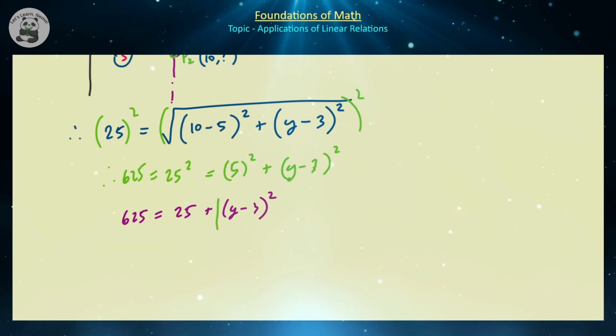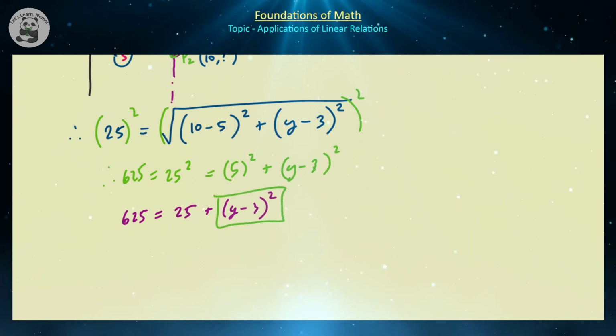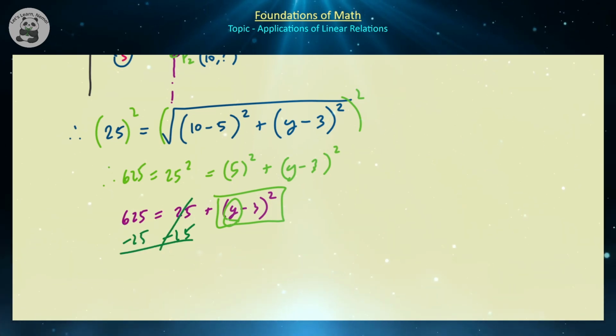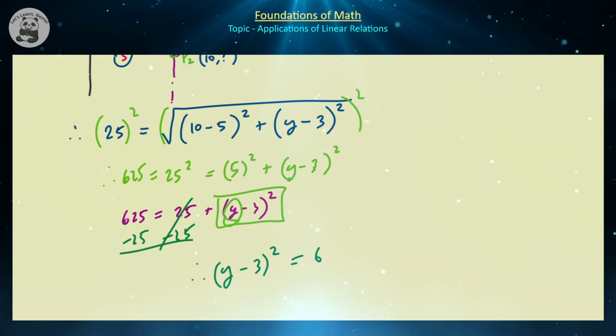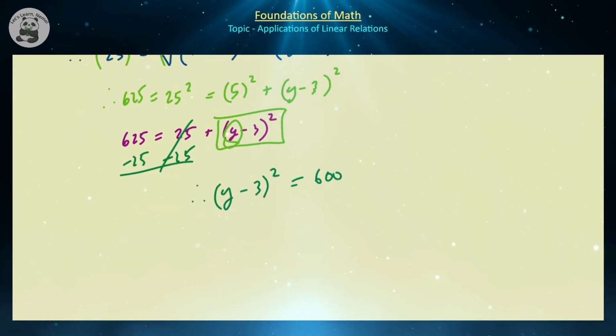Now you could expand this out, but later when we focus on quadratic relations and quadratic equations, you will eventually see that if we only have one instance of the variable y, it's actually better if you just keep it inside of the parentheses and just remove that square that's sort of trapping it inside of those parentheses. So I'm going to begin by subtracting both sides of this equation by 25, and then we're just going to be left with y minus 3, the quantity squared, is equal to 600.